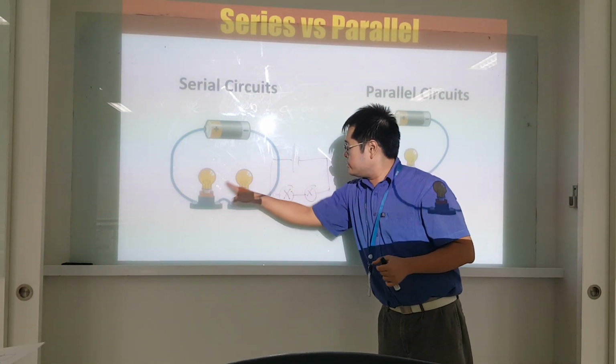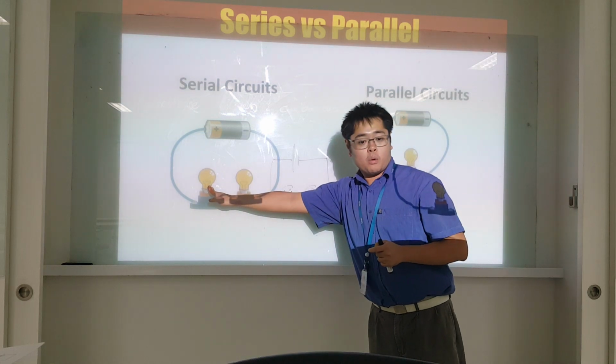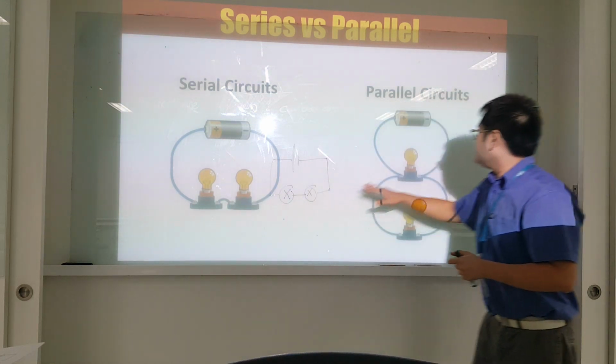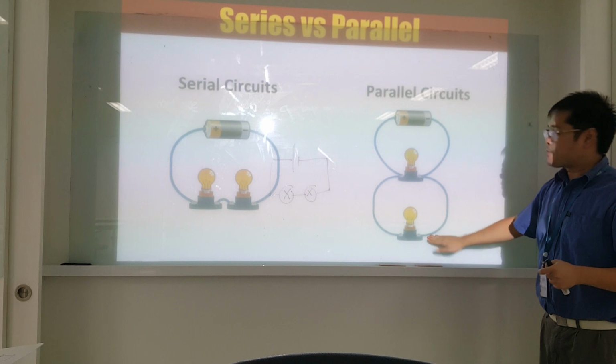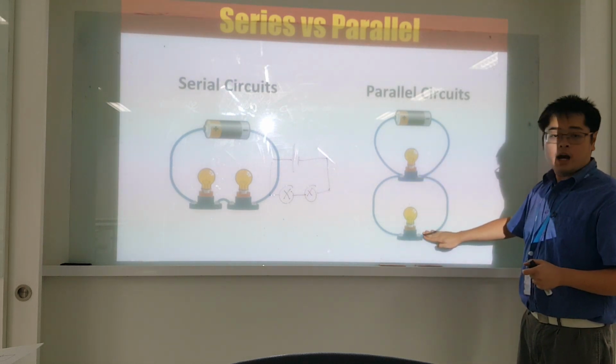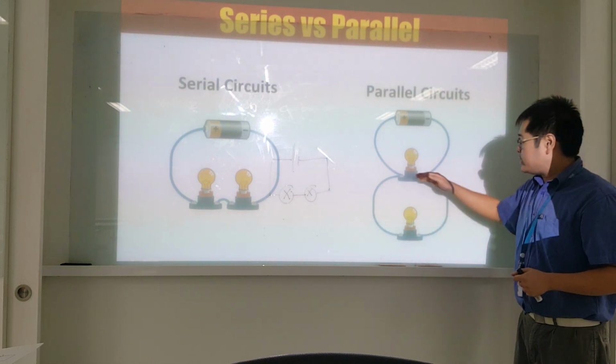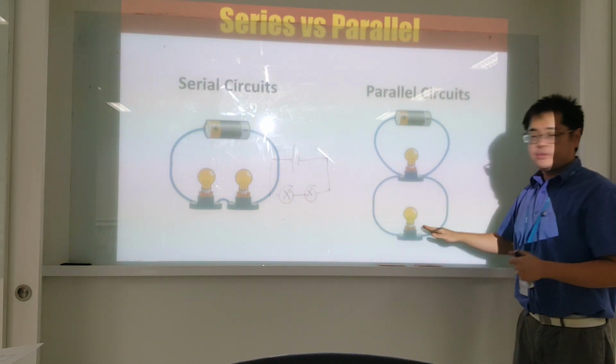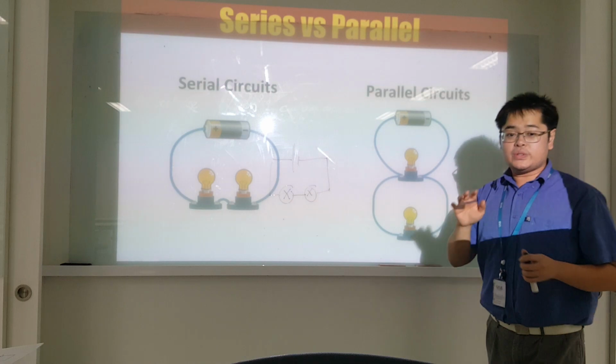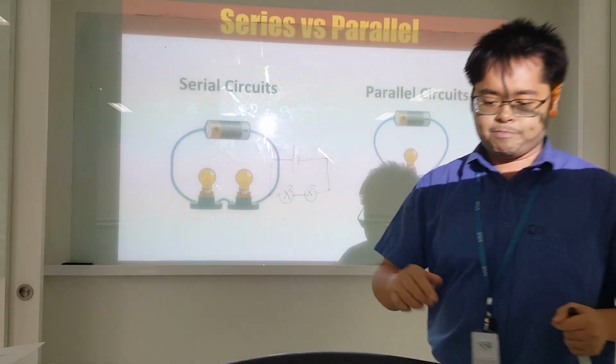Okay? A series circuit basically has one component after the other. And if you look at the parallel circuit here, these two light bulbs are at a distance, but they are of the same length. That is what we need to see in series and also parallel.